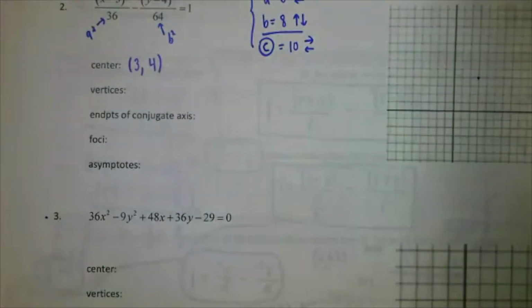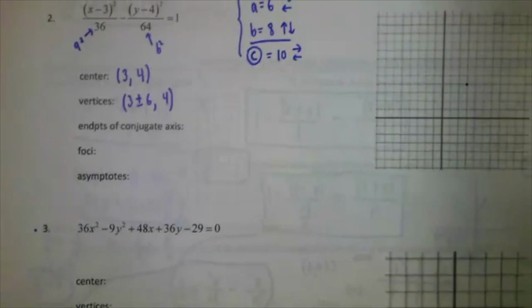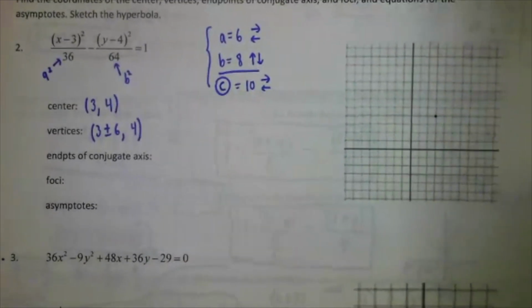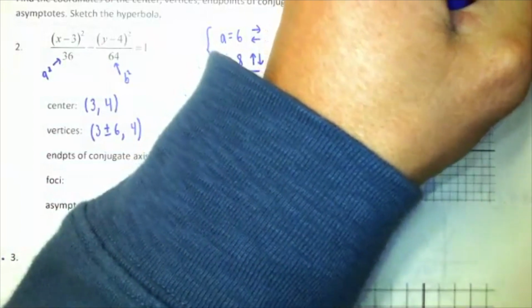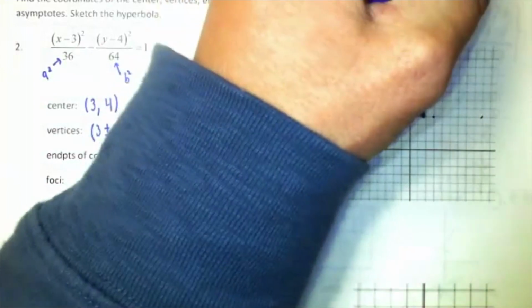To get to the vertices, let's go left and right 6. So plus or minus 6 is going to go with the x coordinate of the center. And so we'll go 1, 2, 3, 4, 5, 6 this way, and 1, 2, 3, 4, 5, 6 that way.